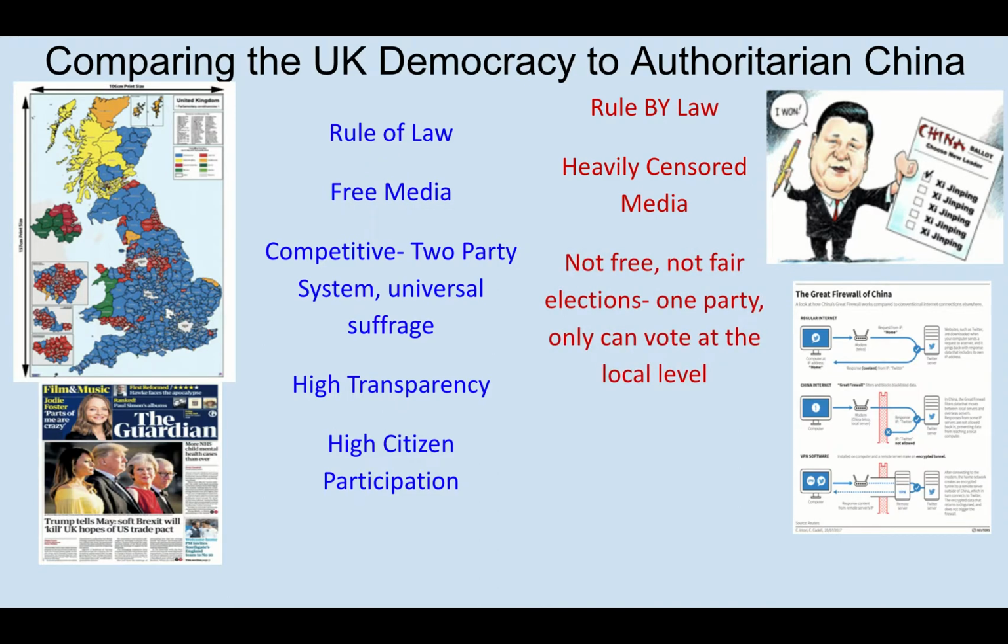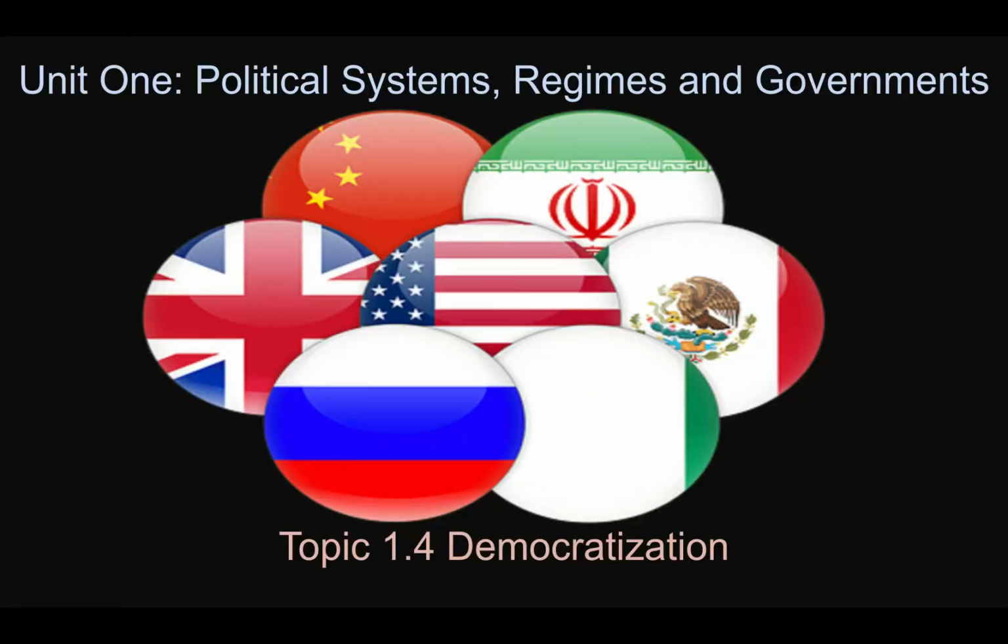Not free, not fair elections. There's one party, and you can only vote at your local level. So you vote at your village level or your city level, and then that's the only decision you get to make. And then those people will make decisions for you, and so on and so forth. And we'll go into that in more depth when we cover elections. Low transparency and limited and restricted civil participation. Okay.